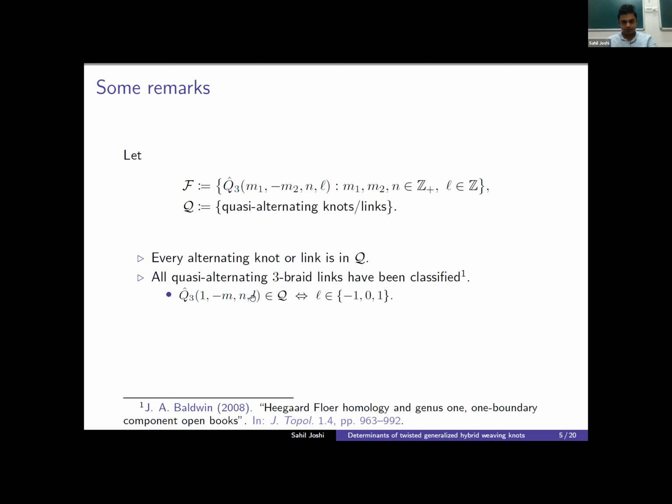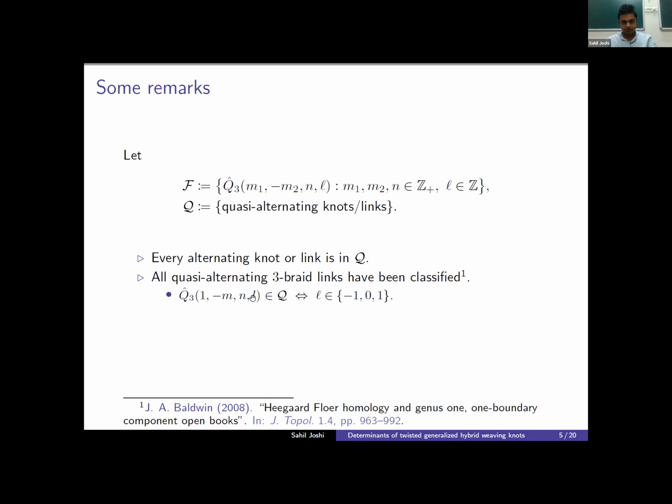Due to this fact, if I take m to be 5, then we get the knot 8-20, which is of course in this family F, and it is a quasi alternating knot, and also a non-alternating knot. If I take m2 equal to 3 and l to be 2, then we get this knot 10-139. And the corresponding pair is obtained if I take 5 instead of 3. These are, of course, twisted generalized hybrid weaving knots, but they are not quasi alternating because of this classification theorem. So these are some examples.